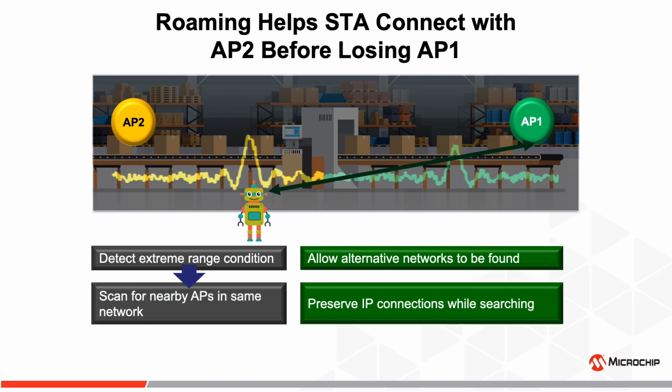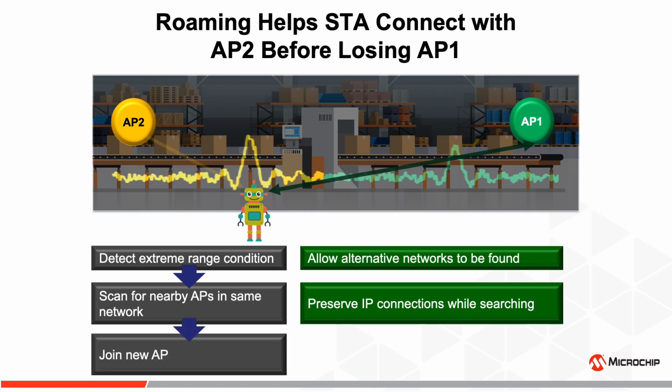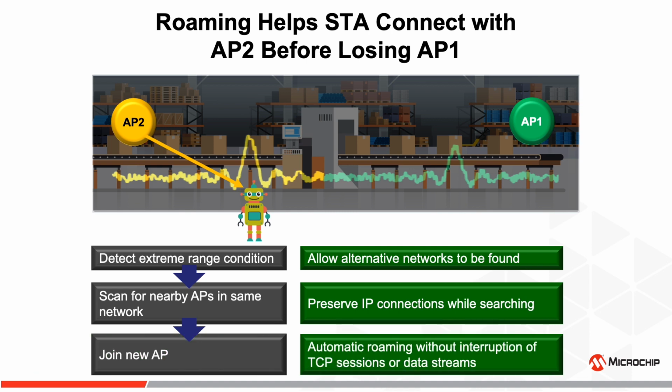That'll allow us to preserve IP connections while we're searching. So we're continuing to send data to access point 1 while we're detecting this extreme condition. And in the background, we're also looking to connect to a second access point so we can continue to stream that data. We're going to join the second access point and drop the connection with access point 1. And because of automatic roaming, we don't interrupt our TCP session or data stream. So we continue to send that data to the cloud.